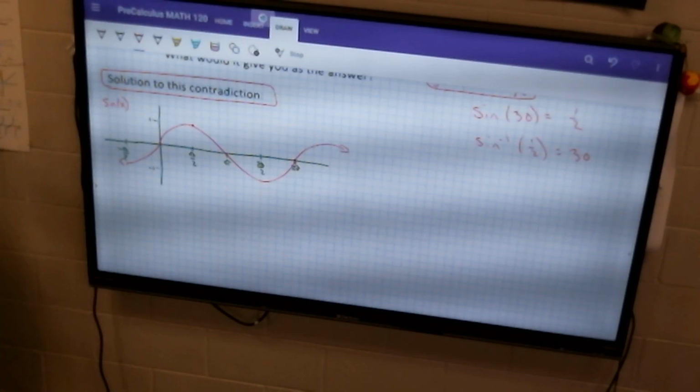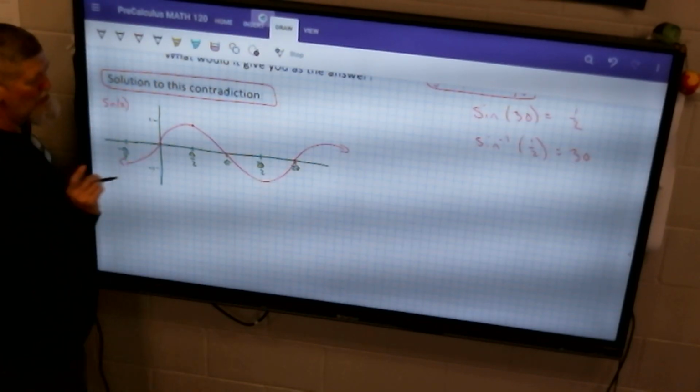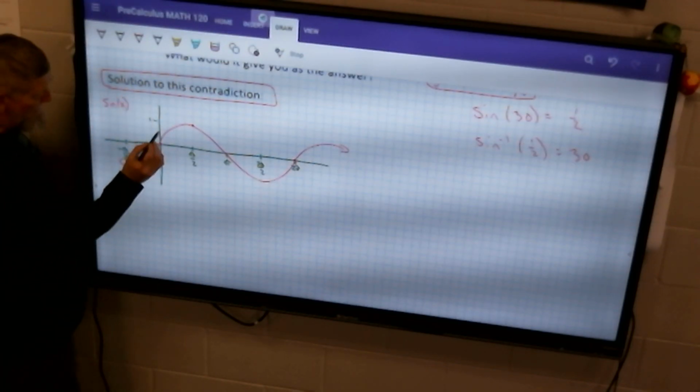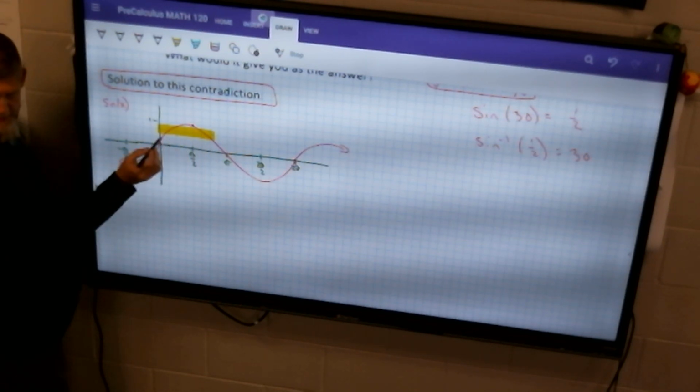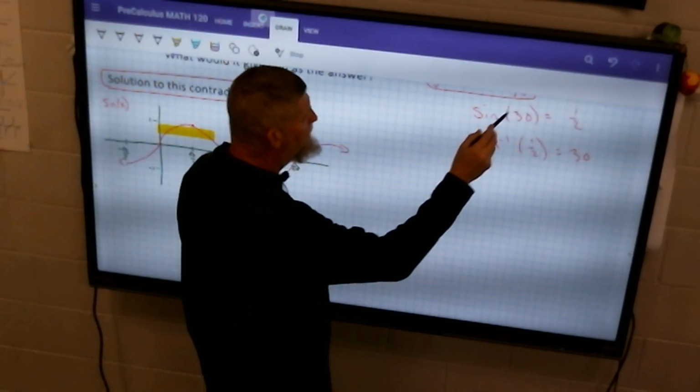But no. And here's why. The problem is, I can't go back to two values, and I know right here, if I give you y equals 1/2, it gives me two different values. Even just in the first two quadrants, it gives me two different values. So here's what we're going to do.